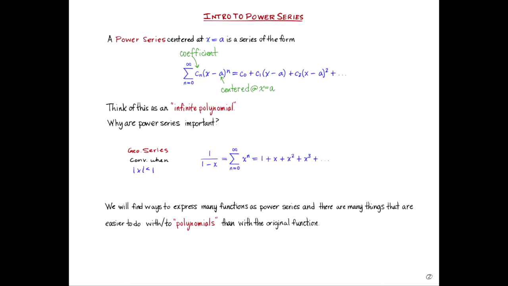And when you start expanding the terms of the power series, it becomes an infinite polynomial. Think of this as a polynomial on steroids. Why are power series so important then? From the previous slide, we were able to express the function f of x equal to 1 over 1 minus x as a polynomial, as long as our absolute value of x is less than 1. And there's a lot of things that we can do with a polynomial that are significantly easier, such as taking the derivative and integrating, just to name a few.